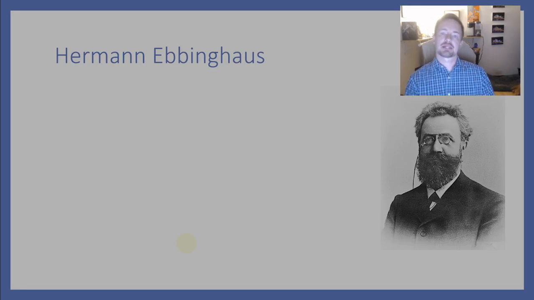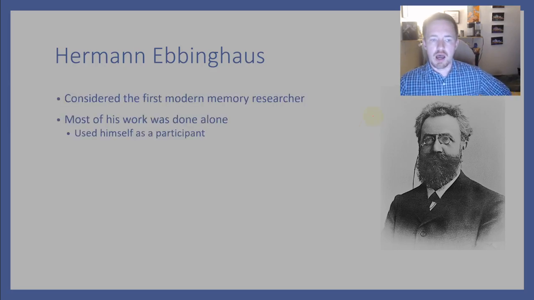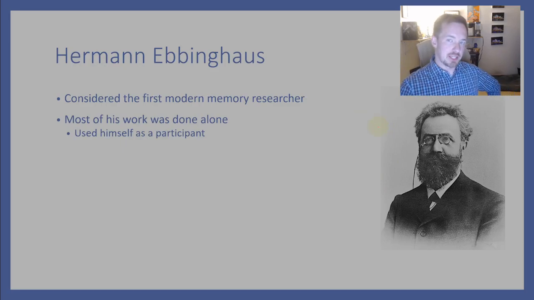Okay, so let's start here by talking about Hermann Ebbinghaus. He is a very interesting figure in the history of psychology, because a lot of times when we talk about the history of psychology, we talk about different schools. You've got Wilhelm Wundt in Leipzig, you've got Titchener in New York, you've got James in Boston. You talk about these different schools of thought coming from different pockets of academia. Hermann Ebbinghaus was mostly just working on his own.